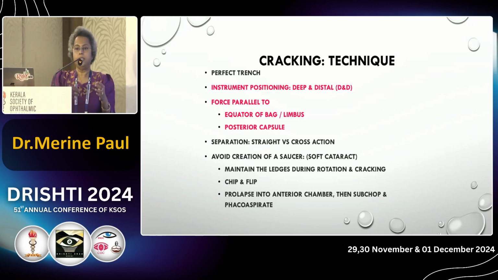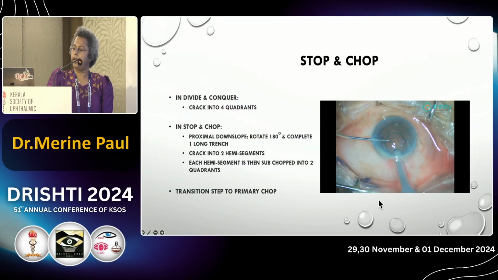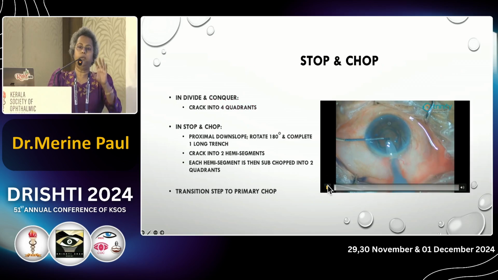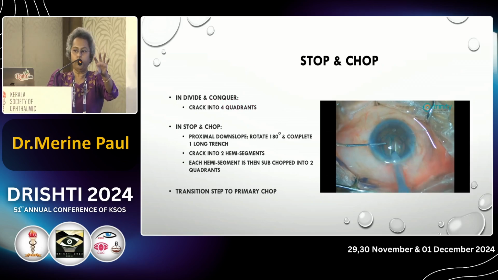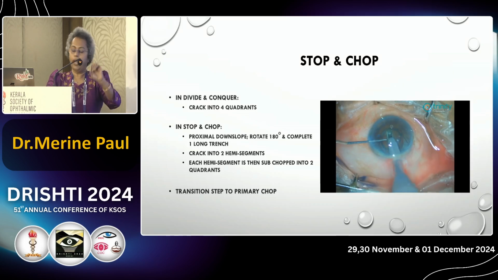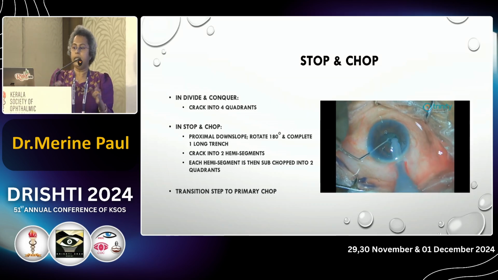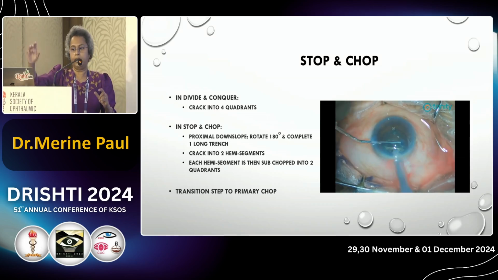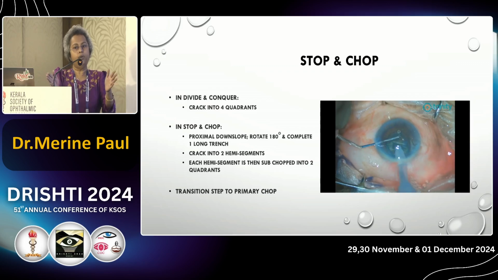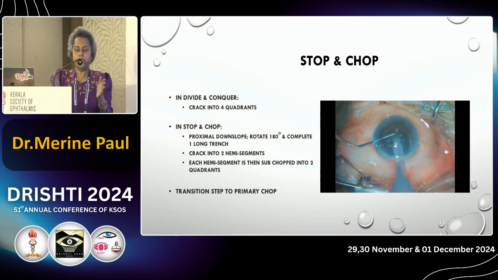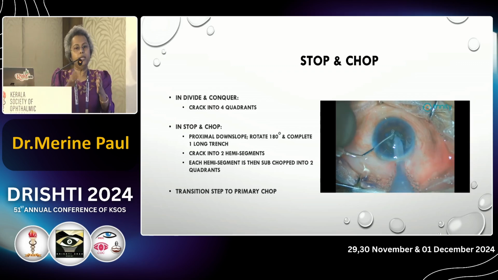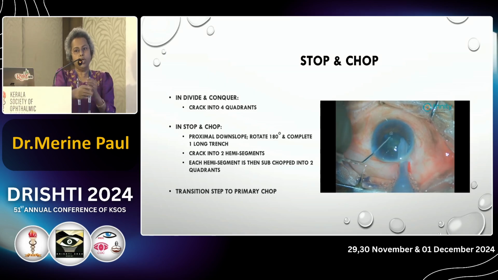What you do is make small chips and flip the nucleus, prolapse it into the anterior chamber, and then aspirate. Now, this is stop and chop. Instead of divide and conquer, you are having 4 quadrants. In stop and chop, you have a proximal downslope, rotate it 180 degrees, and then complete one long trench. And then you crack it into 2 hemi-segments. And once that hemi-segment is made, then instead of trenching further, chop it.